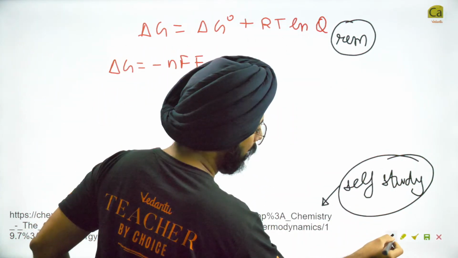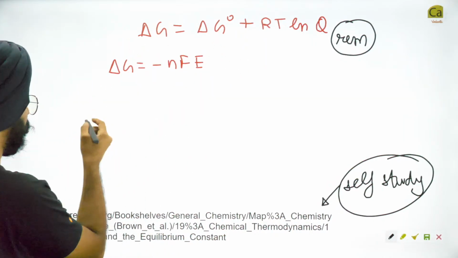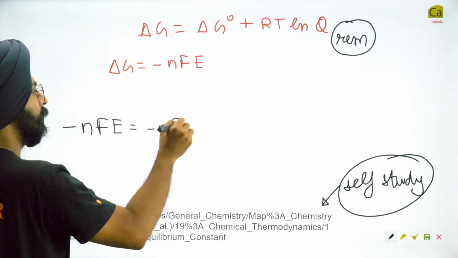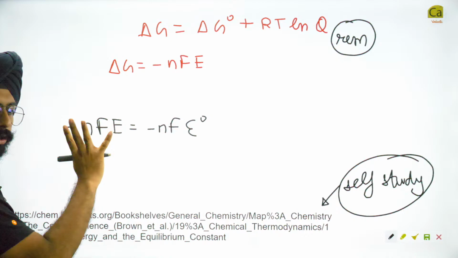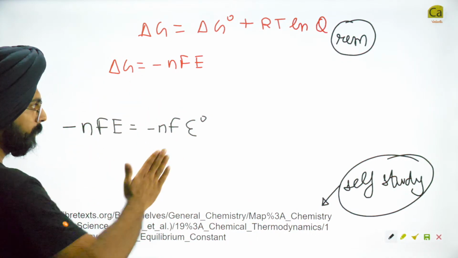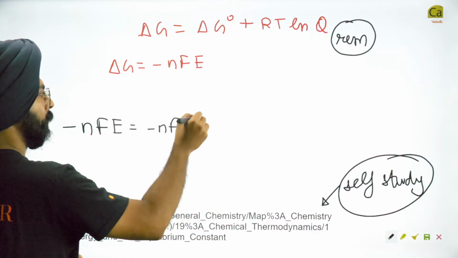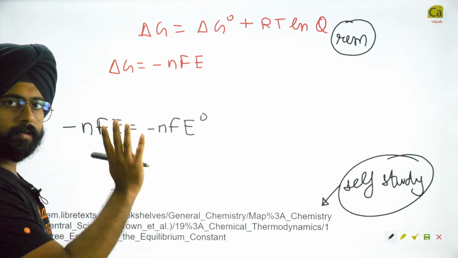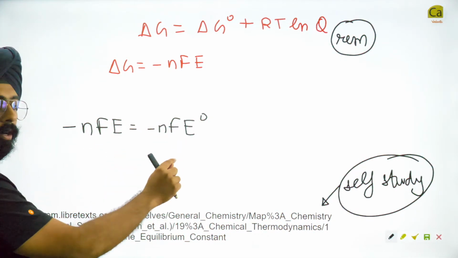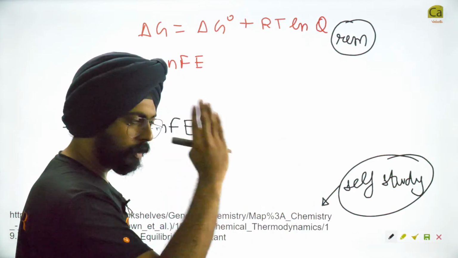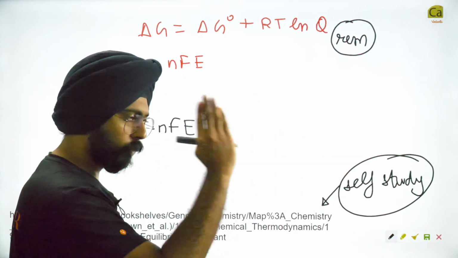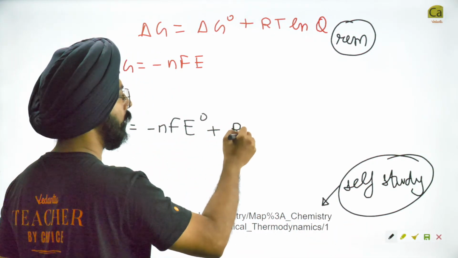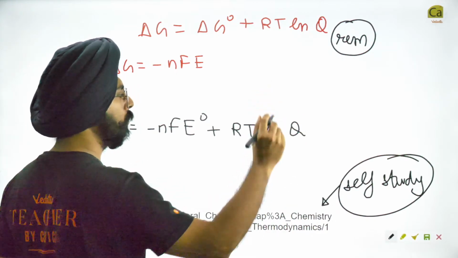Let's just try to combine both of these equations together. Can I write minus NFE is equal to minus NFE naught? This is EMF at any point of time. This is standard EMF. This is EMF of the cell at any point of time, any concentration, any temperature, any condition. This is under standard conditions: standard temperature, standard pressure, 1 mole electrodes, 1 molar electrolyte solutions, plus RT ln Q.